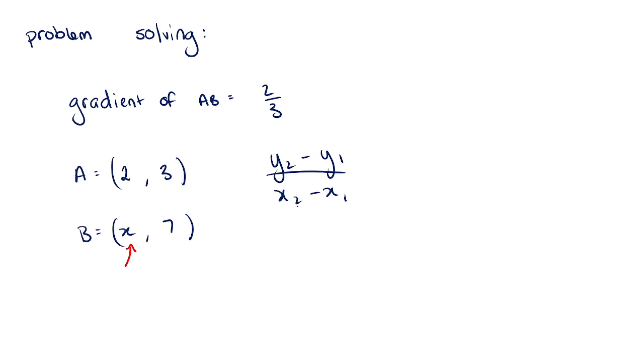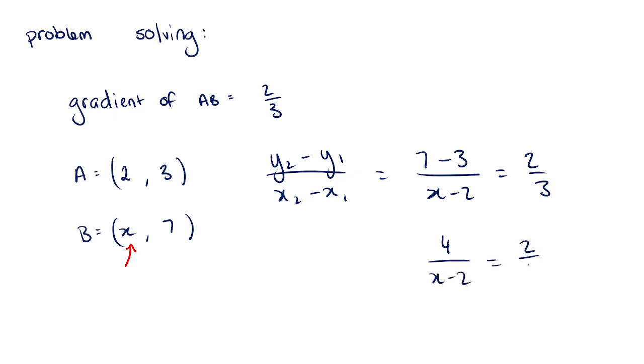Now I know that this gradient is going to be 7 minus 3, so the 2 y coordinates subtracted, change in y, over, and then I have x minus 2. So this minus this. And this is equal to the gradient that we've been given, which is 2 over 3. So we can just simplify the numerator first, because 7 minus 3 I know is 4. So this is 4 over x minus 2 is equal to 2 over 3.